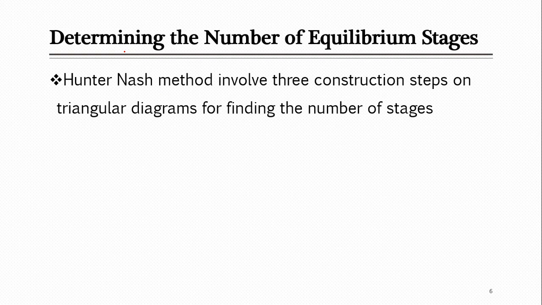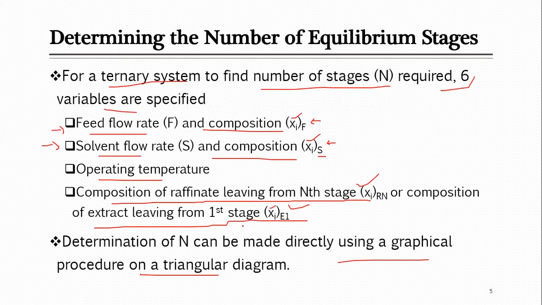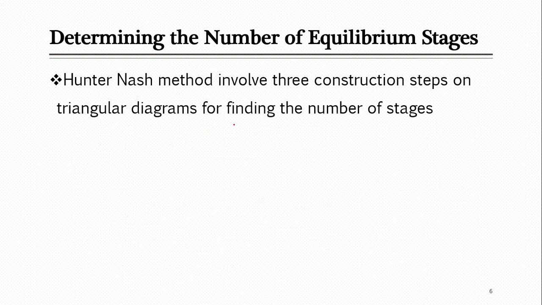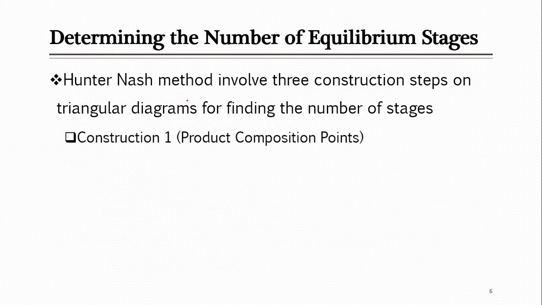So now when you have to determine the number of stages, it involves various steps. I think we have done up to here in the last lecture. Now by using this method, which is the Hunter-Nash method, it will involve various stages, and the first is construction 1. They call them construction 1, construction 2 and construction 3. We have to draw the diagram. Construction means you have to draw something.